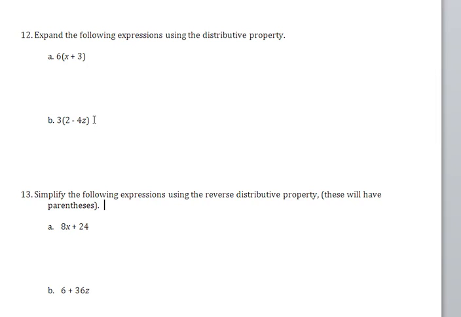Please note that there is no equal sign, which means there's no answer to this. You're not going to be able to tell me that x is 3 or z is some inequality or anything like that. We're just reorganizing the expression.